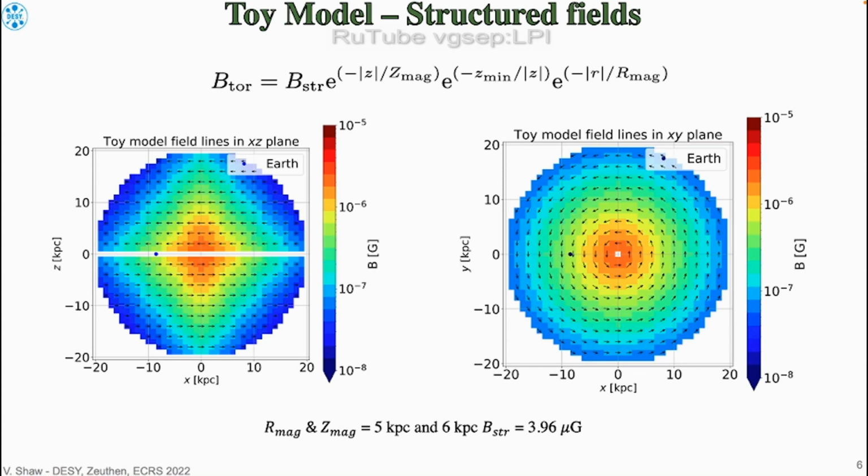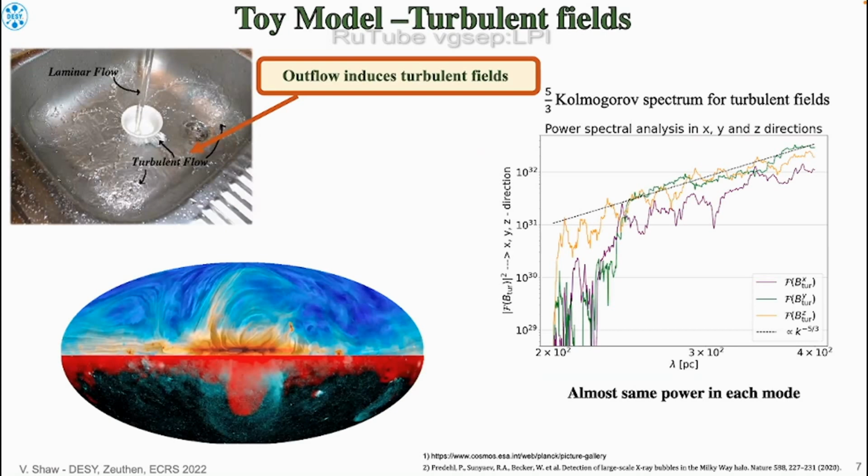And along with, of course, a structured field, we have turbulent fields. And you need turbulent fields because when there is an outflow, there is turbulence. And hence, we choose a very simple 5/3 Kolmogorov spectrum for the turbulent fields. And we choose a turbulent field configuration such that each mode has almost the same power. So the strength of the turbulent field is our fourth free parameter in our model.